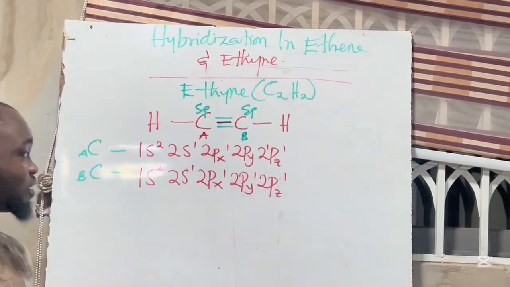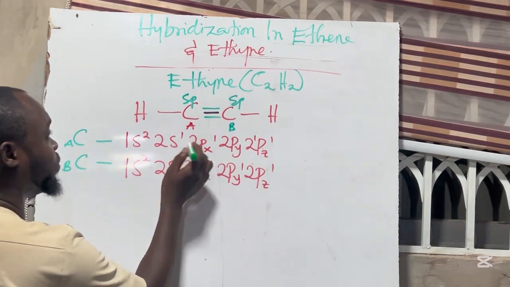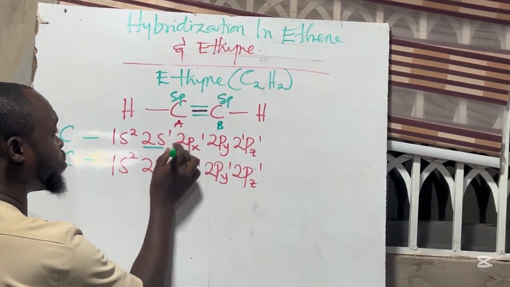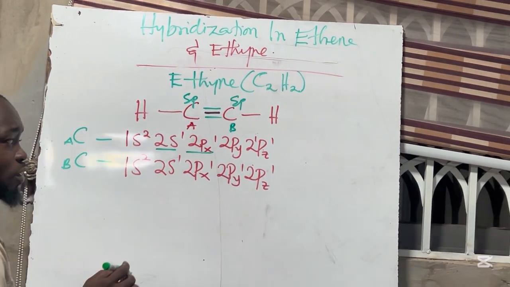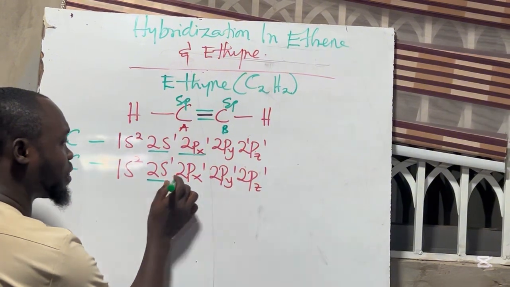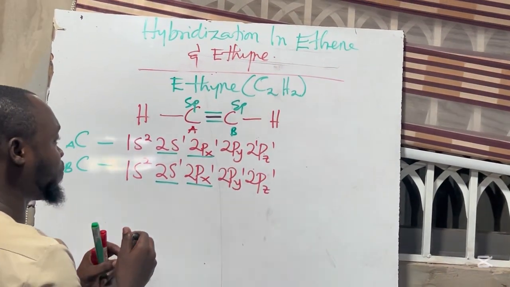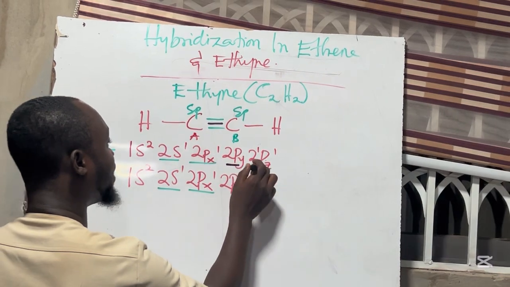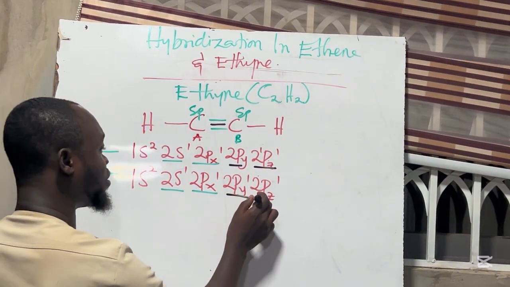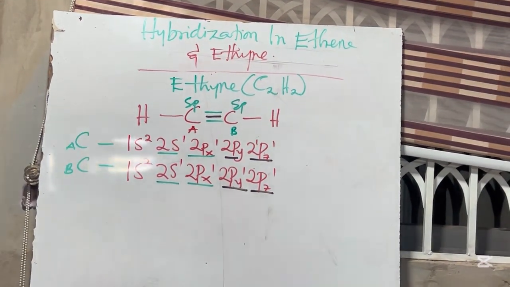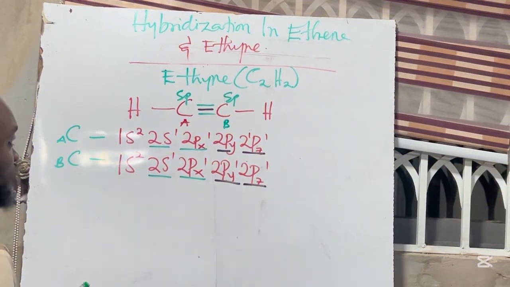Sp hybridization. So in the excited state here, carbon A is going to use the 2s orbital and then the 2px orbital. In carbon B, the 2s orbital and then the 2px orbital. With the exception of the py and then the pz in carbon A, same applies to that of what? Carbon B. Now let's draw the structure.